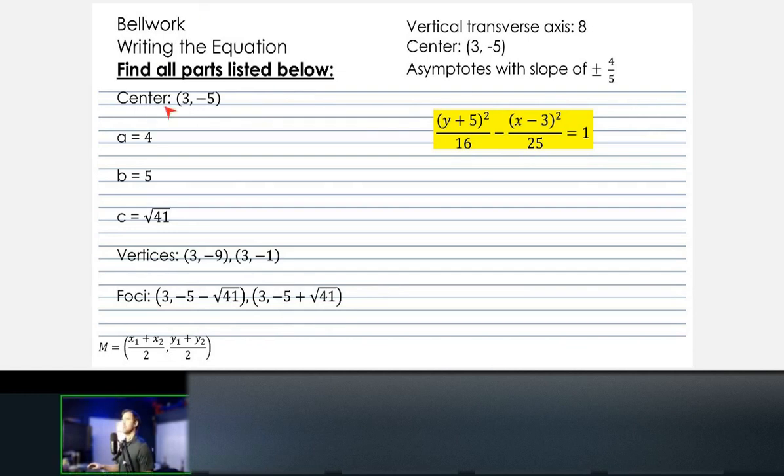All right, and double check because you were supposed to fill in these things too. So you need to put the center, the A, your B value, your C value, your two vertices, your two foci, and obviously the actual equation. So who got this right? Good.